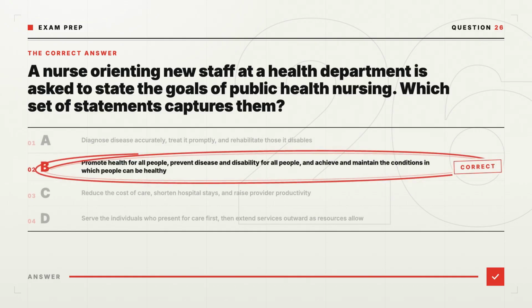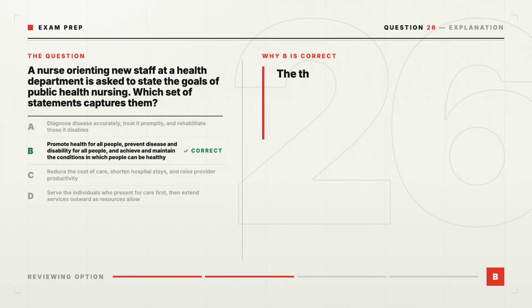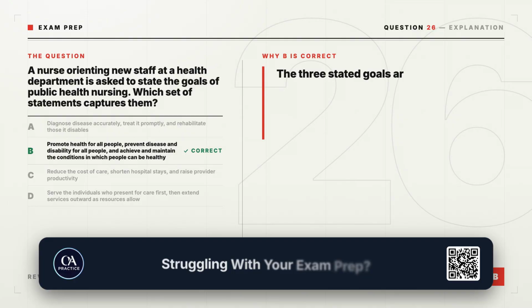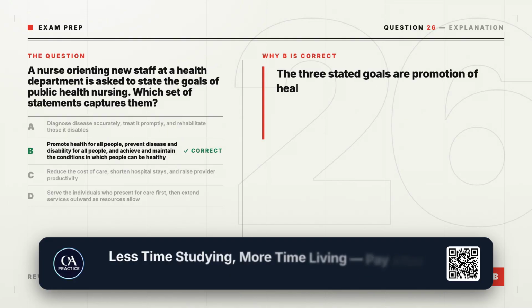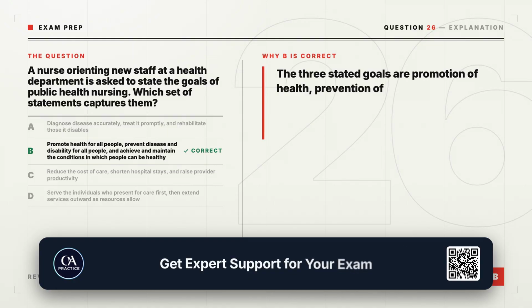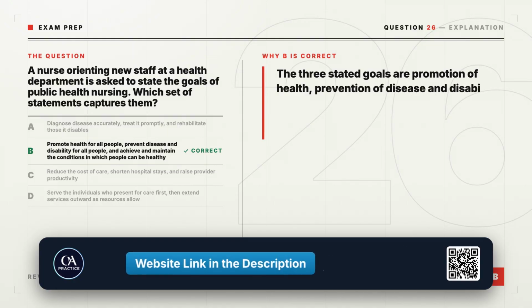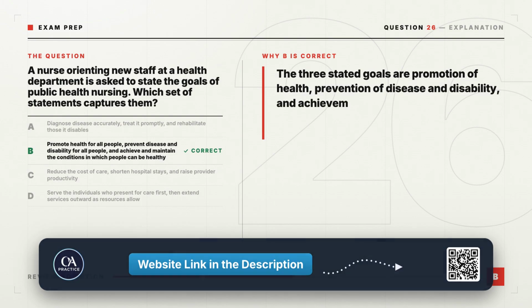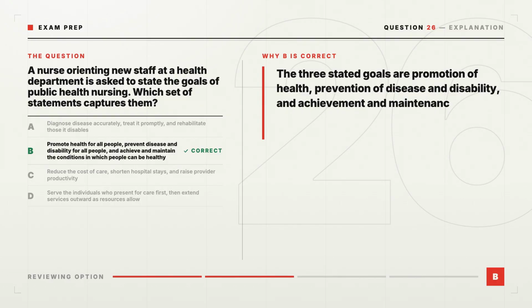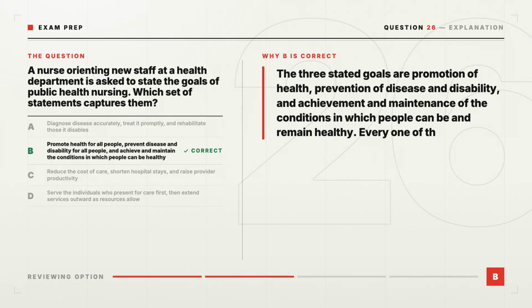Promote health for all people, prevent disease and disability for all people, and achieve and maintain the conditions in which people can be healthy. B is correct because the three stated goals are promotion of health, prevention of disease and disability, and achievement and maintenance of the conditions in which people can be and remain healthy. Every one of them is about prevention and conditions rather than about curing individuals. The phrase for all people carries real weight since it commits the specialty to the whole population and especially to those for whom health is hardest to reach.